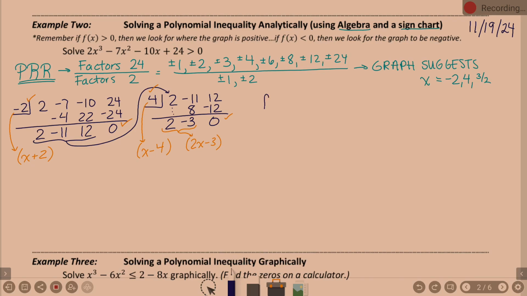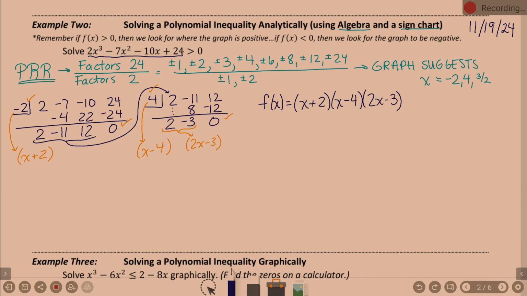So I'm going to rewrite f of x in its factored form. It factors into x plus 2, x minus 4, and 2x minus 3. And the whole point of factoring there is we can use that when we set up our sign chart.